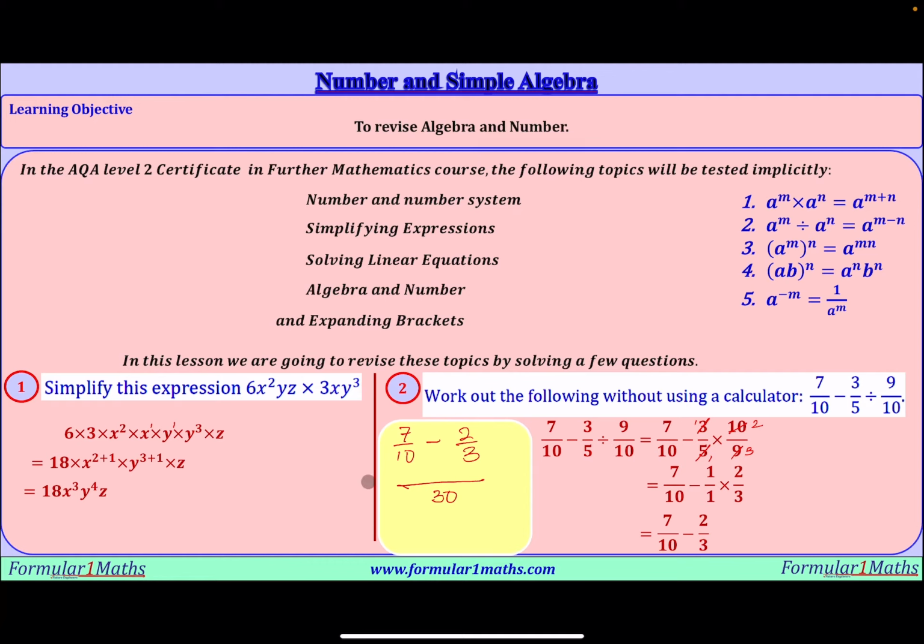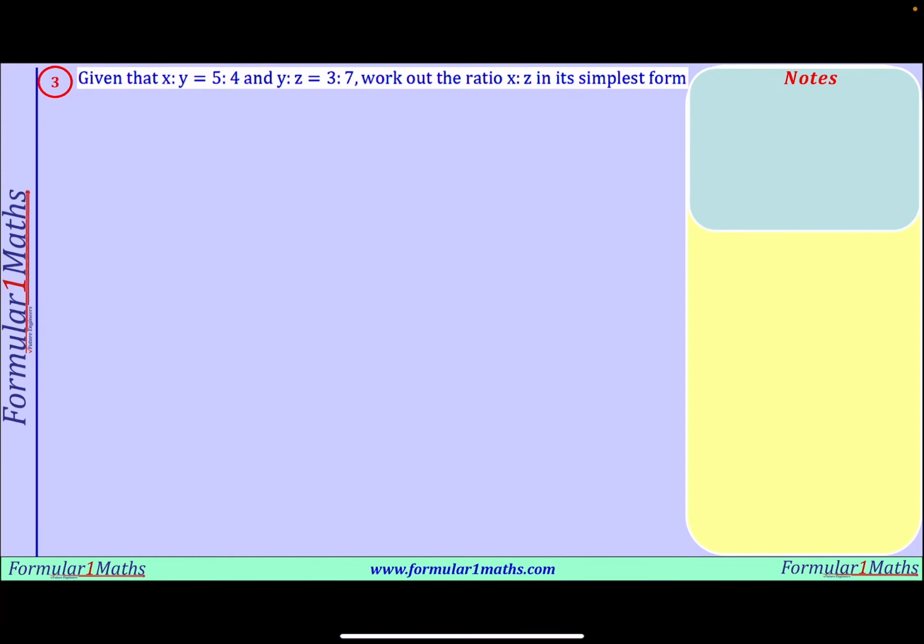Now 10 goes into 30 3 times. 3 times 7 is 21. Minus 3 goes into 30 10 times. 10 times 2 is 20. And so that's how I got this here. And then 21 minus 20 is 1. And finally, our answer is 1 over 30. So that's question 2. Question 3.